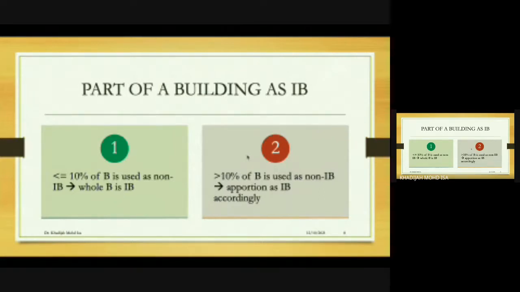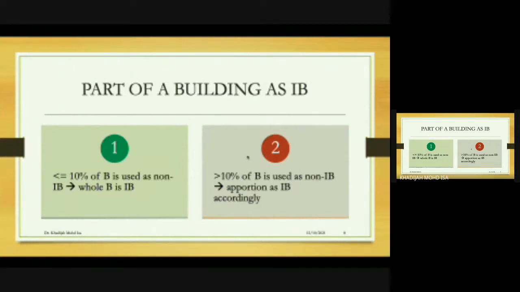But if the non-industrial building area is more than 10% of the building, then you have to apportion it as industrial building accordingly. So we say, for example, 20% office, 80% industrial building. So for your QBE, it's only the 80% portion.